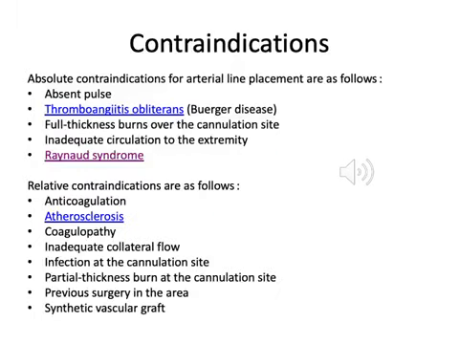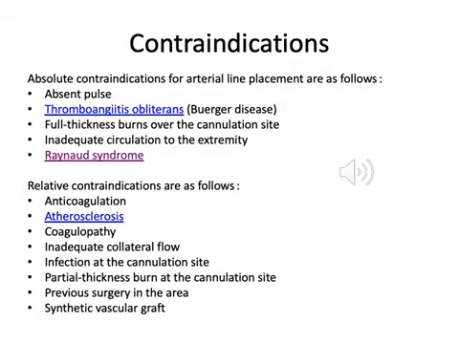Since the arterial line is inserted intra-arterially, there are some contraindications for inserting an arterial line. This is not a common situation, it is usually less common as we said, but we may have some absolute contraindications or relative contraindications. Among the absolute contraindications, as you see, are absent pulse, Buerger disease, full thickness burn, inadequate circulation, and Raynaud syndrome. All these diseases or abnormalities usually have a problem with circulation.